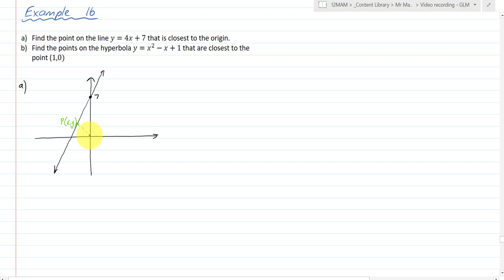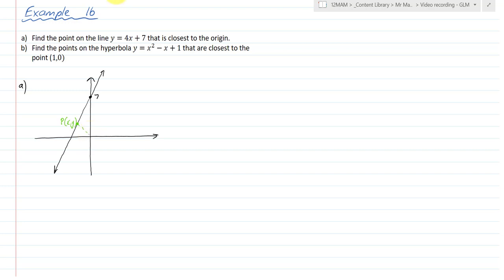Now it turns out that the line to that point will be perpendicular to the original line. So I could find a line that goes through the origin and has a gradient that's perpendicular to that straight line, and then find the point where they meet using simultaneous equations. So there is another way we could do this question, but I'm going to do it using optimization.